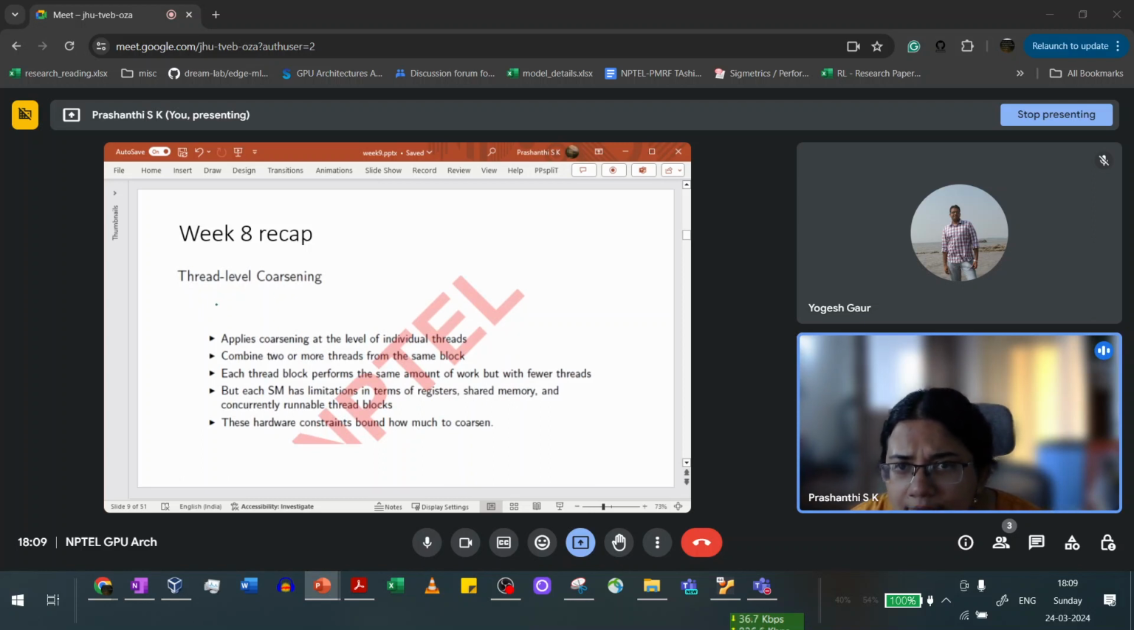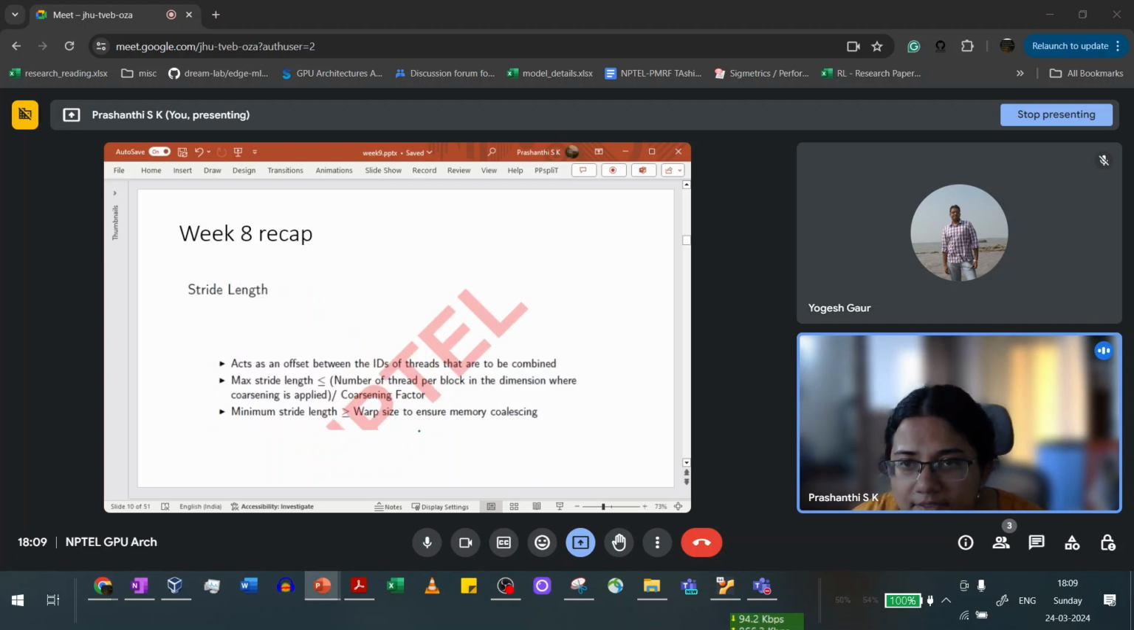Like we said, thread coarsening applies coarsening at the level of individual threads. You combine 2 or more threads. How many you combine depends on the coarsening factor. So each thread performs the same amount of work but with fewer threads. Again, there are limitations in terms of registers, shared memory, and so on. These hardware constraints limit how much you can coarsen.